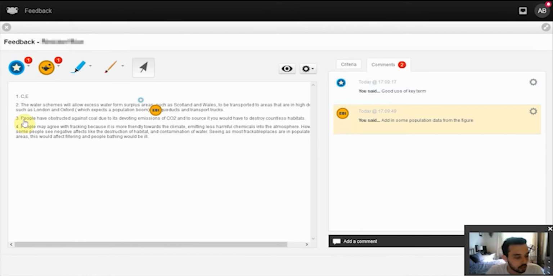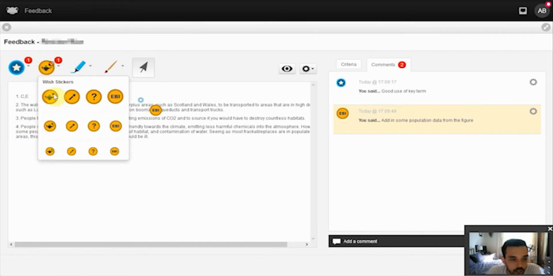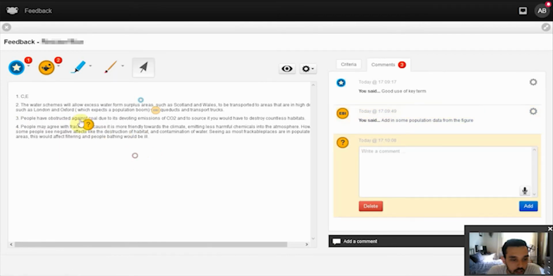Number 3, the question was, give 2 reasons why the use of coal has decreased between 1985 and 2015. This student has written, people have obstructed, I think he means objected. Let me get a question mark straight away. Did you mean objected? Against the use of coal to its devoting emissions of CO2.